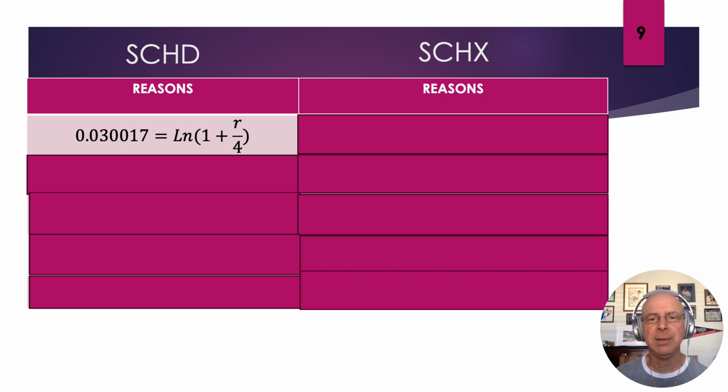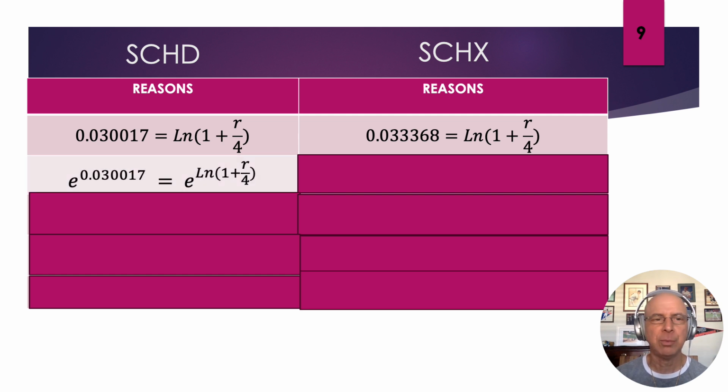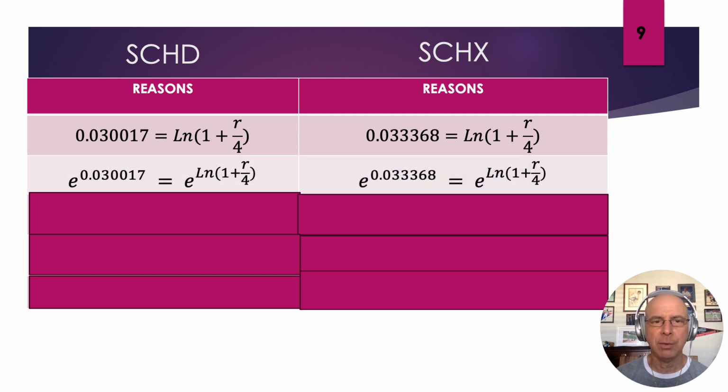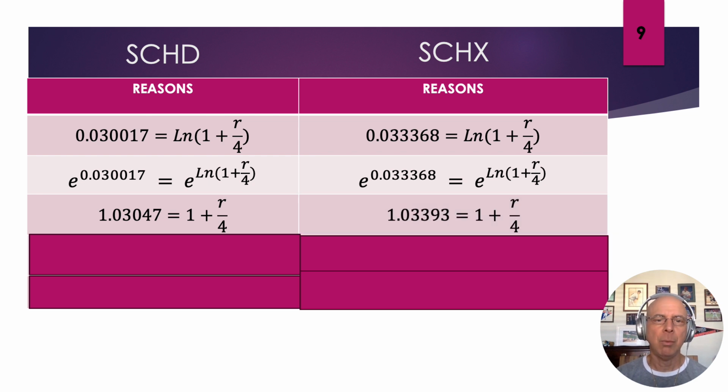And it is at 0.030017 for a dividend ETF compared to 0.033368 for the large cap ETF. And then we take the natural exponent on both sides. And then once again, as I taught previously, when you take a number raised to the power of 0, you get 1. So this number on the left side for both of them will be a little bit more than 1. We have 1.03047 equal to 1 plus r over 4 for the dividend ETF. And then 1.03393 equal to 1 plus r over 4 for the large cap ETF.